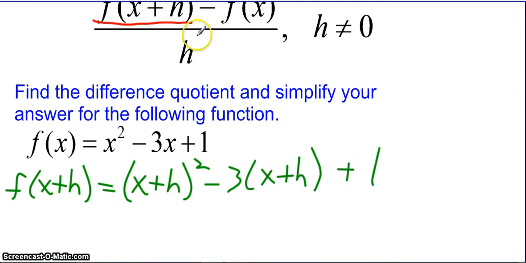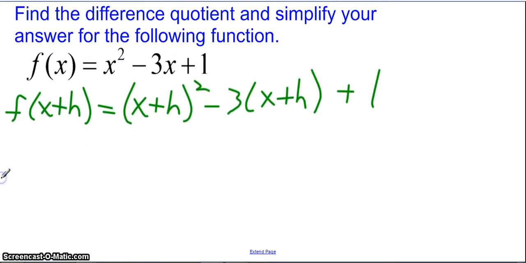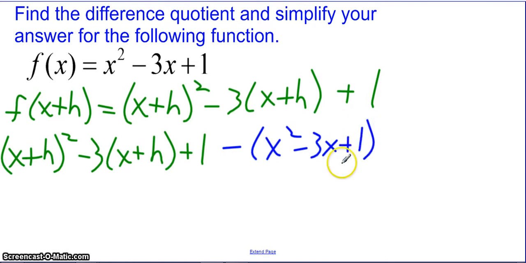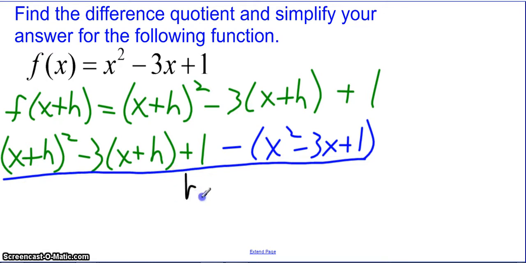Okay, so that's the f of x plus h part. So now let's put this all together using the difference quotient. So I'm going to have (x plus h) squared minus 3 times (x plus h) plus 1, and then minus (x squared minus 3x plus 1). So that's f of x, all divided by h. And now I also need to carry through this restriction that h cannot equal 0 because I cannot divide by 0.